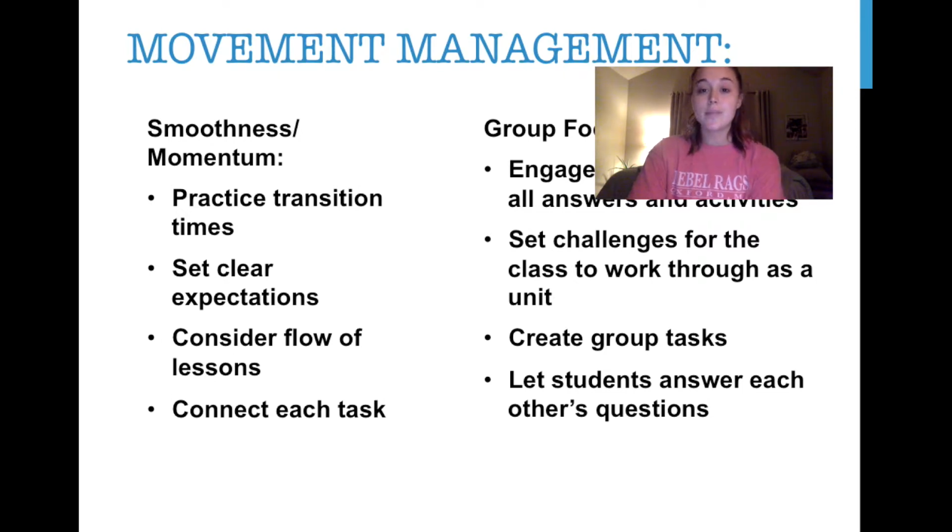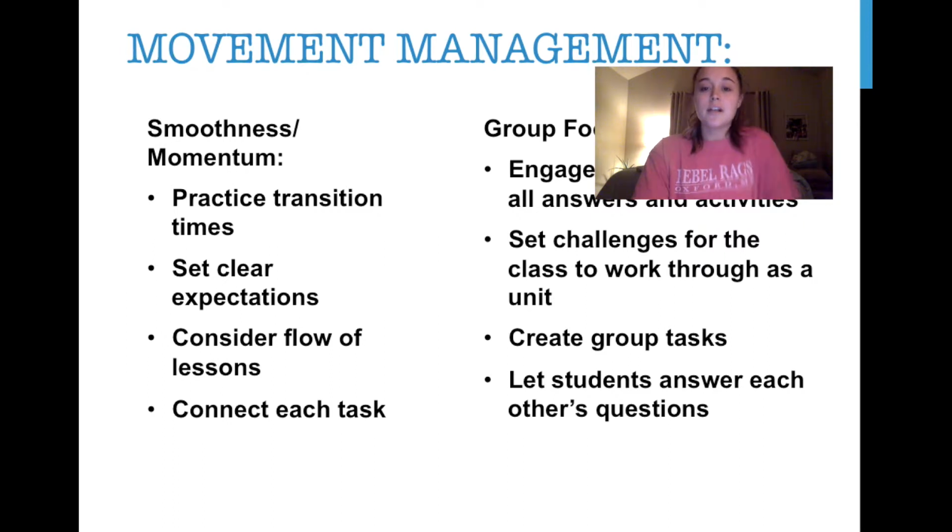Group focus and accountability. Engage the entire group in all answers and activities. A really big part of this theory is that if you're prepared enough with your lesson and your students stay engaged enough throughout the whole time, then they won't get in trouble. And that's the way that you can manage your classroom. So engaging the entire group in all answers and all activities, letting multiple different students answer questions and such, keeps the entire group engaged and therefore keeps people out of trouble.